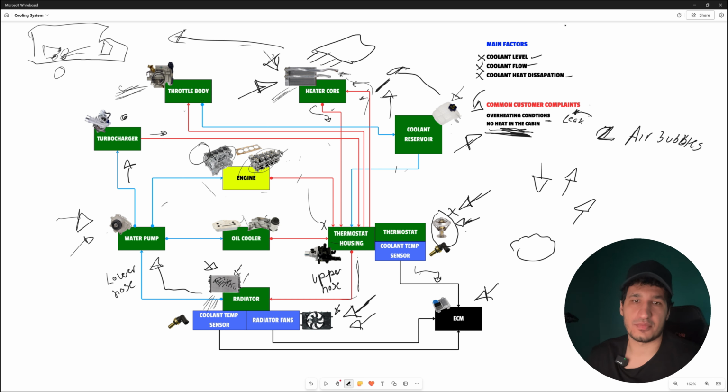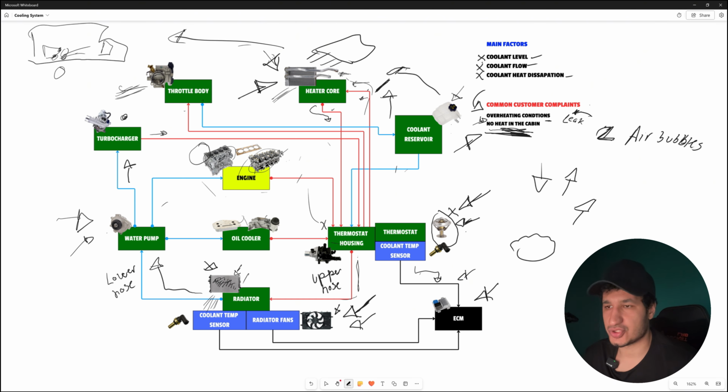So a big enough air bubble will cause these issues, and will cause that customer complaint as well: no heat in the cabin. But most of the time, the most common issue is going to be an overheating condition. As long as we fix the leaks, the flow, or the heat dissipation, then all of these complaints will get fixed most of the time.